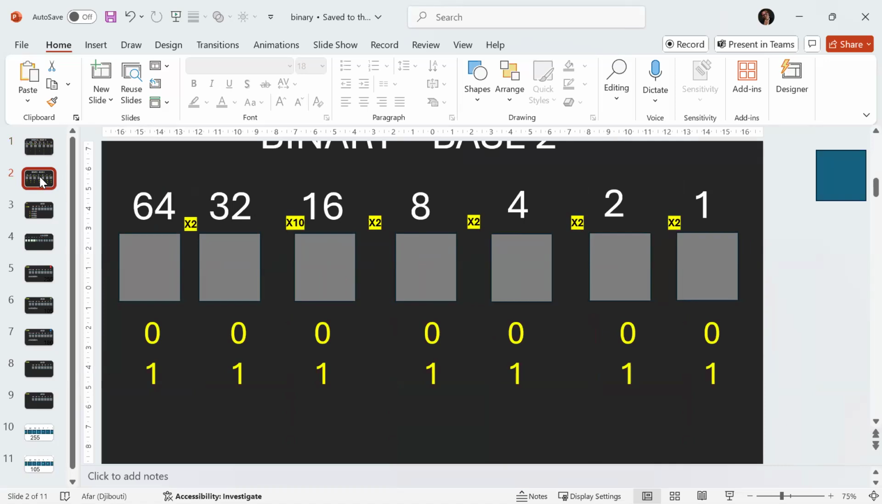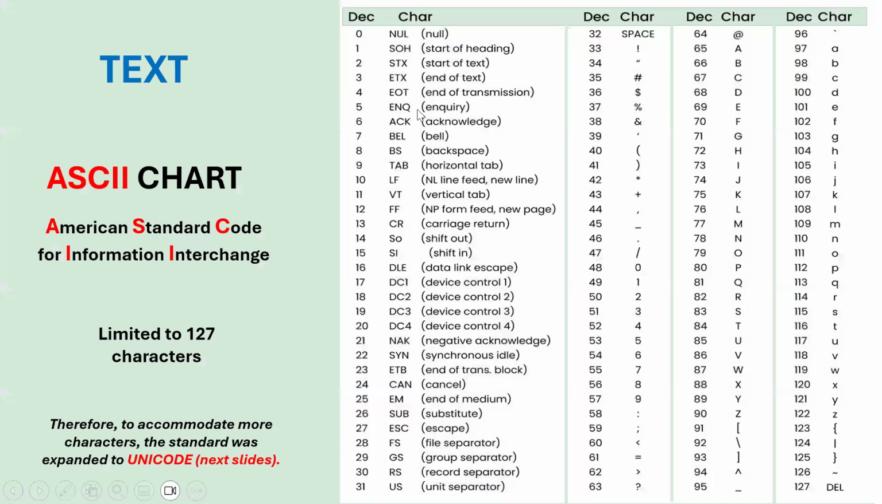Again, there is something we need to look at here. Let me go back to the slide. You see these characters? Even though it's in base 2, there's always an equivalent that you can convert. Sorry, that's the word I'm looking for. You can convert from base 10 to base 2 and base 2 to base 10.